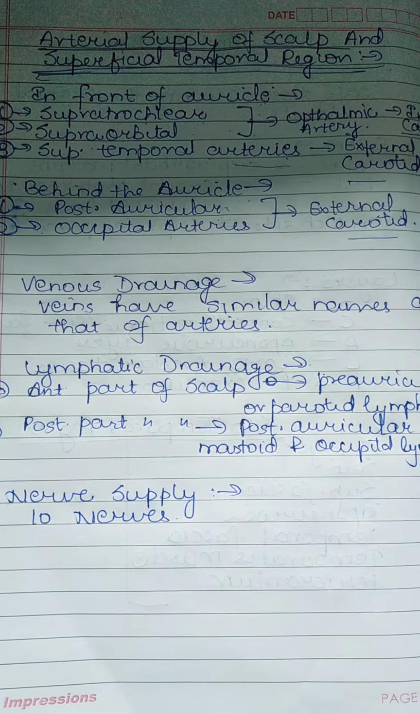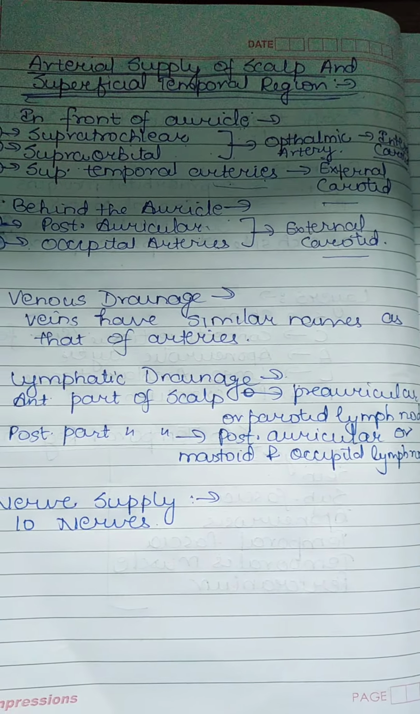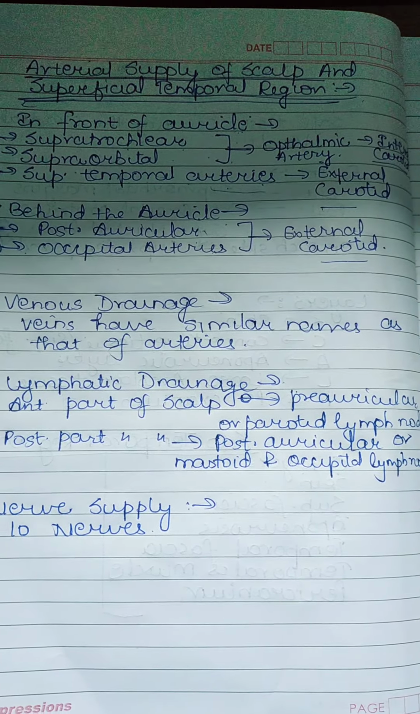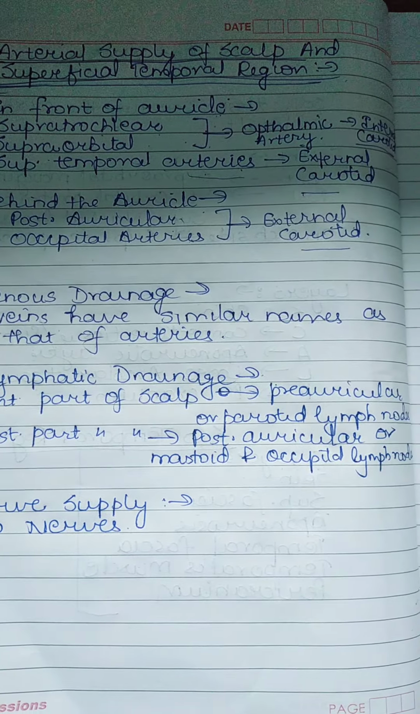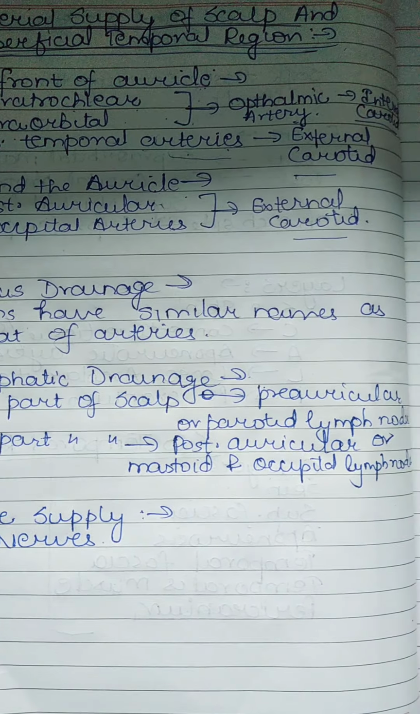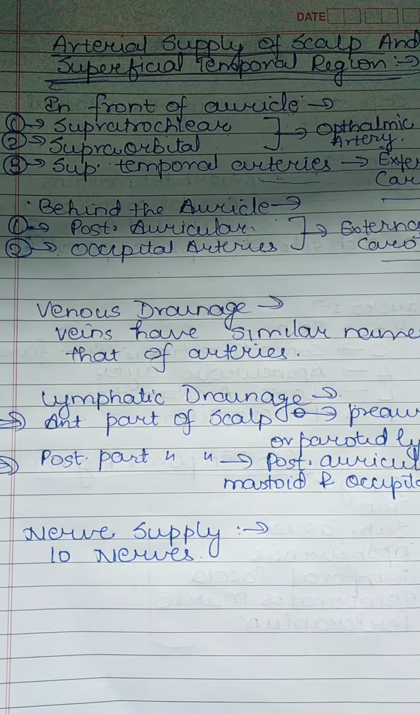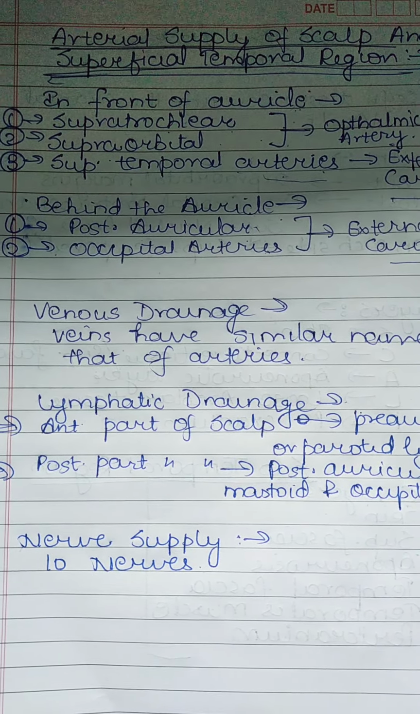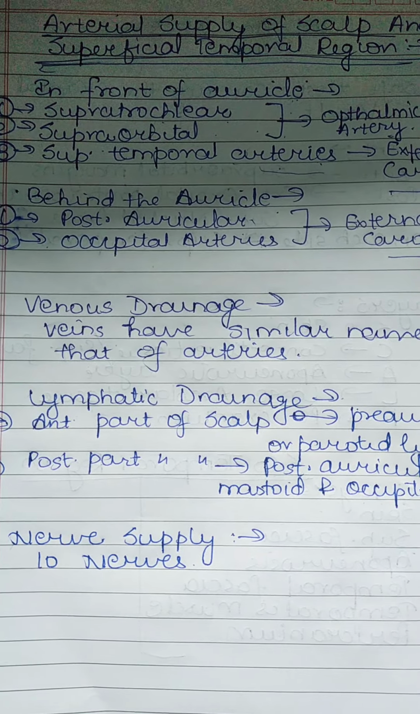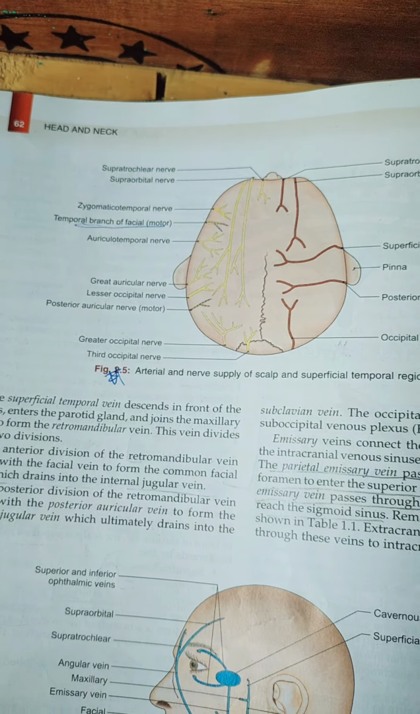We have lymphatic drainage. Anterior part of scalp is drained by preauricular or parietal lymph nodes, and posterior part by posterior auricular or mastoid and occipital lymph nodes. Okay, nervous supply, there are 10 nerves supplying the scalp and superficial temporal region. Here you can see the nerves.